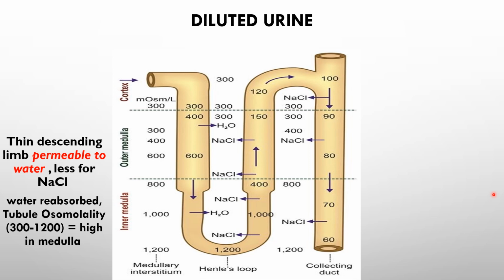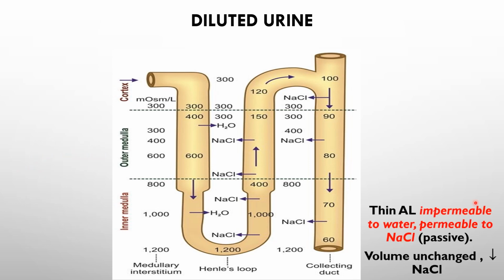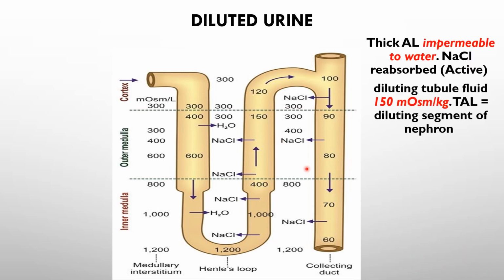Now the solute reaches the thin ascending limb, which is permeable to sodium. After that they reach the thick ascending limb, which is permeable to the solute and impermeable to the water, and the filtrate is diluted and hypoosmotic, as low as 100 to 150 milliosmol per kilogram.